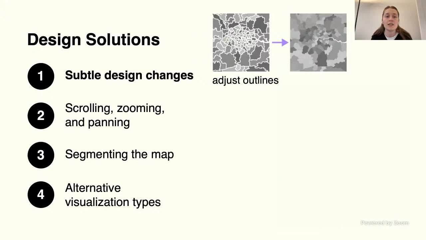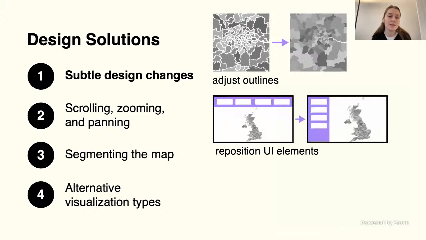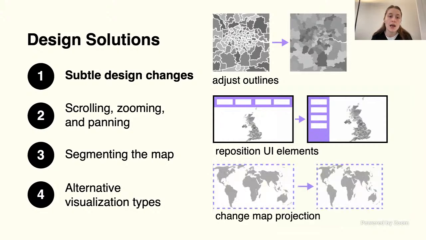Examples of subtle design changes are things like adjusting outlines, so making outlines thinner or removing outlines entirely. Another example is repositioning UI elements, so not really changing the map itself, but rearranging things around the map to have more space or a more suitable aspect ratio for the map. And another example is changing the map projection, which isn't always possible, but can sometimes help to sort of tweak the aspect ratio a little bit.